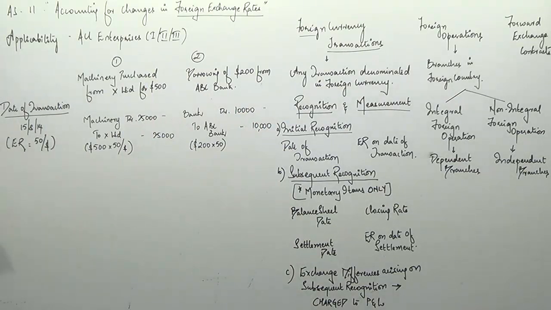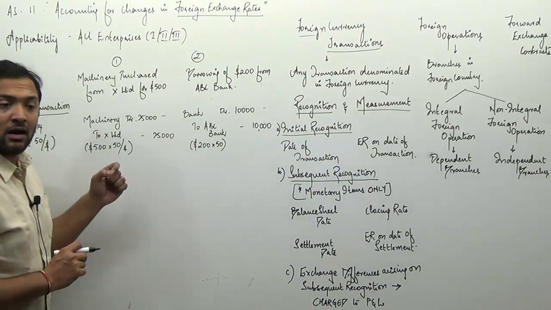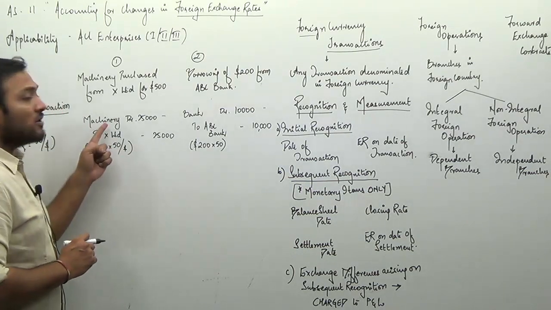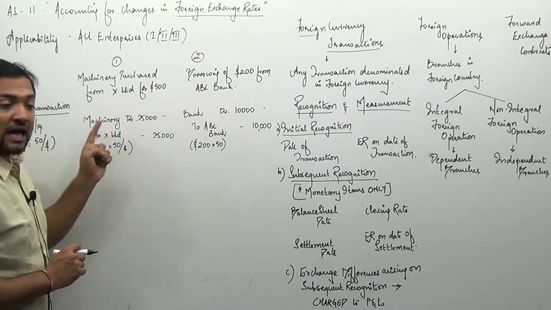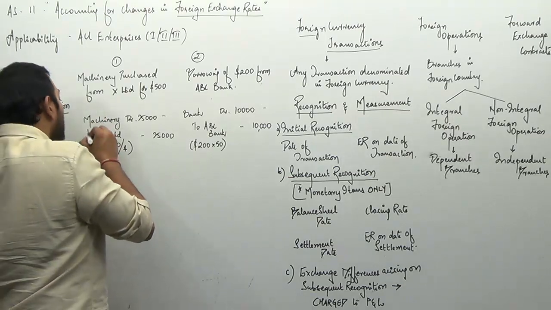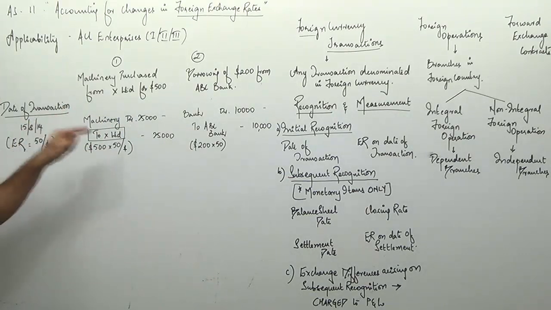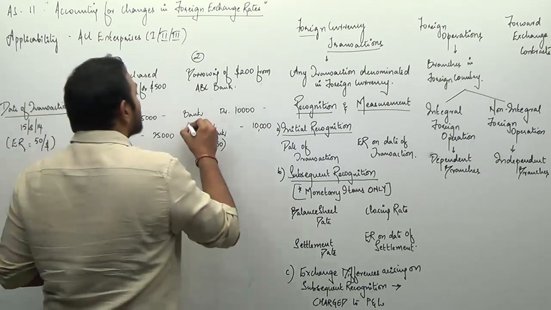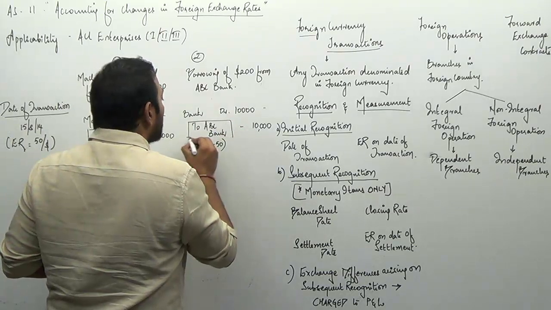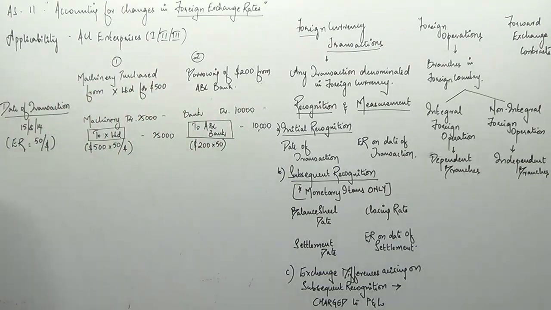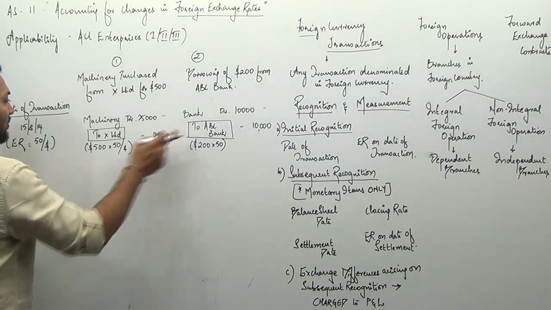Then comes subsequent recognition. For subsequent recognition, only identify monetary items. Machinery is a real account, so it is non-monetary in nature. They are fixed assets, non-monetary items carried at historic cost. But X Limited is a monetary item. It is an amount payable to X Limited. Similar situation, I have a payable to ABC Limited as well. So bank cannot be considered, ABC Limited can be considered. We have converted everything to rupee now. This is a payable now. Now check.